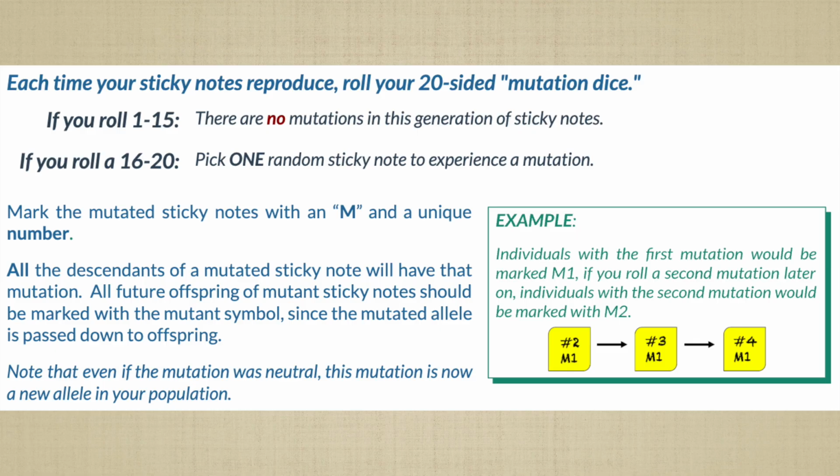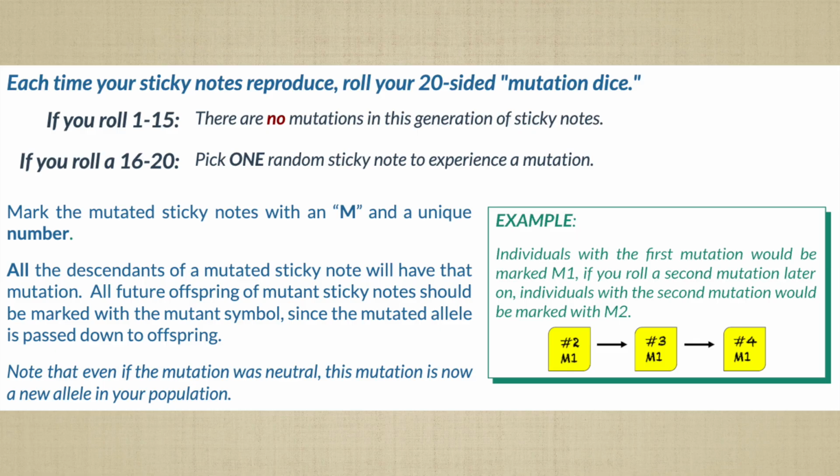So each time your sticky notes reproduce, you will roll a 20-sided mutation dice. If you roll a 1 to 15, there are no mutations in this generation of sticky notes. If you roll a 16 to 20, pick one random sticky note to experience a mutation, okay? And then you're going to mark that mutated sticky note with the letter M, and a unique number. So all descendants of a mutated sticky note will have that mutation. And all future offspring of mutant sticky notes should be marked with the mutant symbol, since the mutated allele is passed on to offspring, okay?